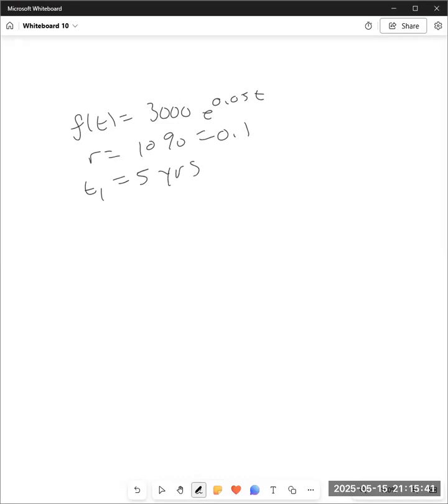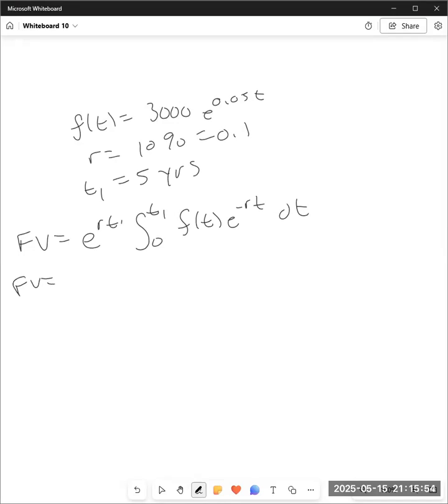And it is the same type of problem. F of t equals 3,000 e to the 0.05 t. R is 10%, which is 0.1. T1 is 5 years. My formula for future value is e to the RT1, integral from 0 to T1 of f of t e to the negative RT dt.